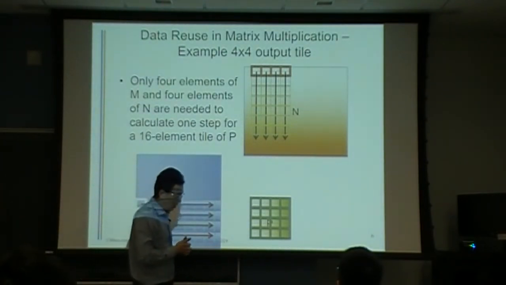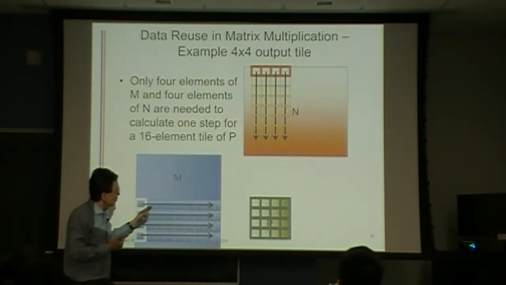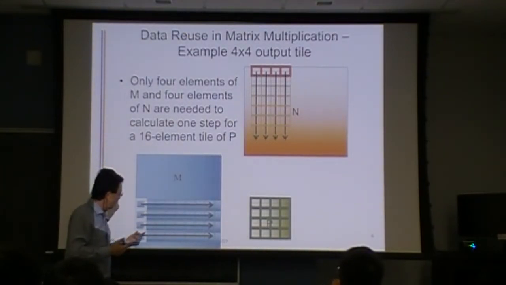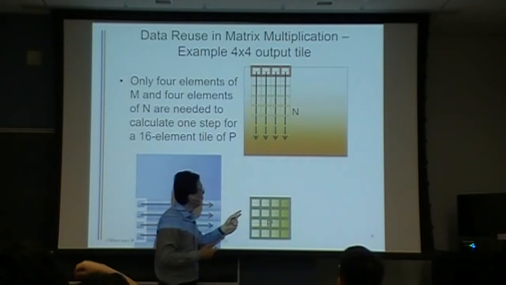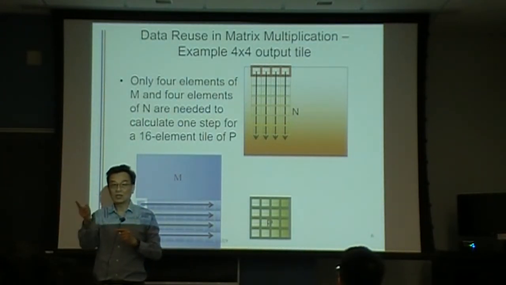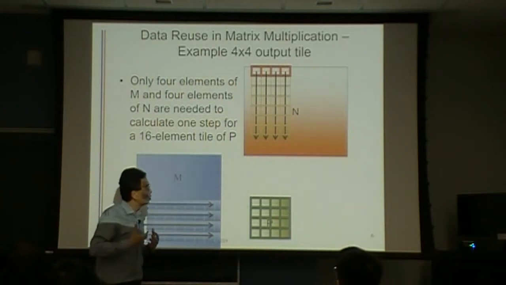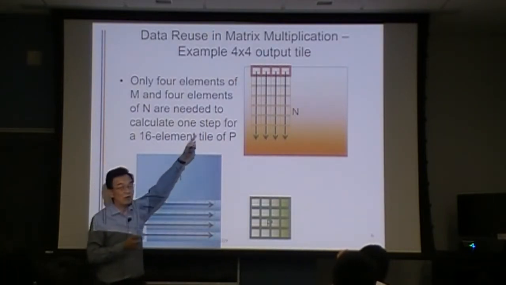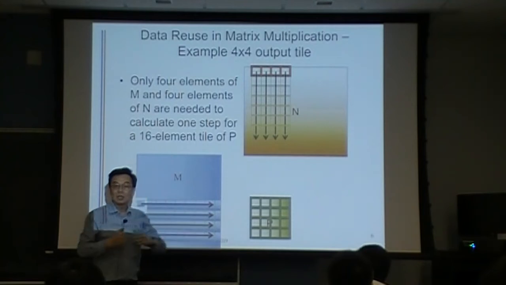So it is a good approach, but if you think about it carefully, you will realize that we really don't have to load a 4x4 input tile. If we load just four elements of M, a little vertical strip of M, and a small horizontal strip of N, we will be able to do one step of the inner product for all the 16 elements. So if we are really short of on-chip memory space, we could have just loaded a small strip of M and a strip of N, done one step, and then loaded the next strip, and the next strip, and done the same thing.